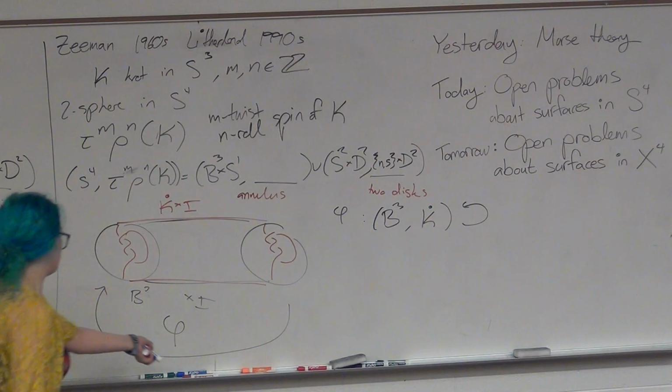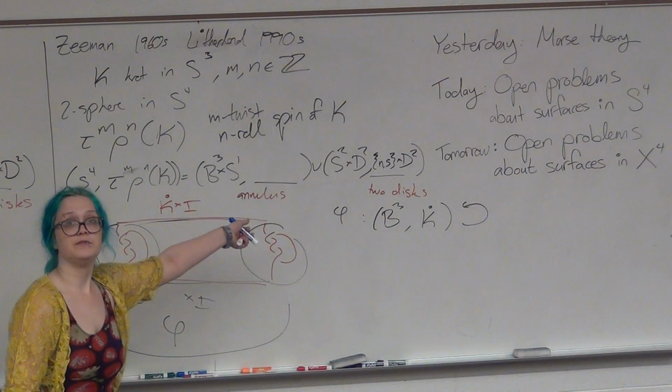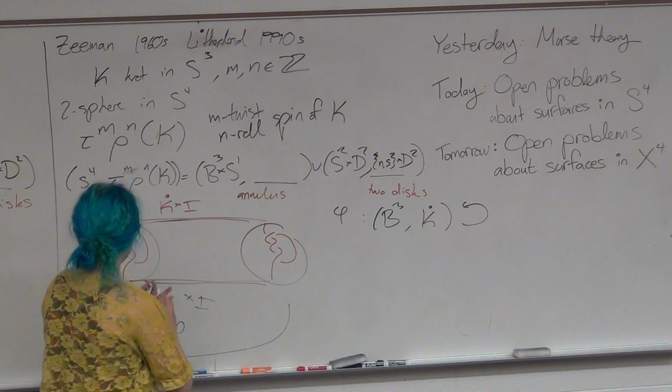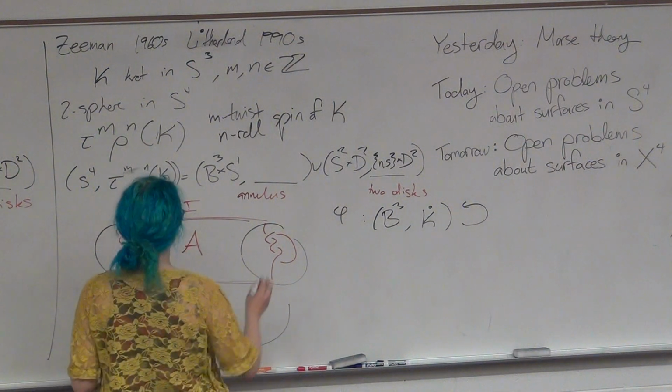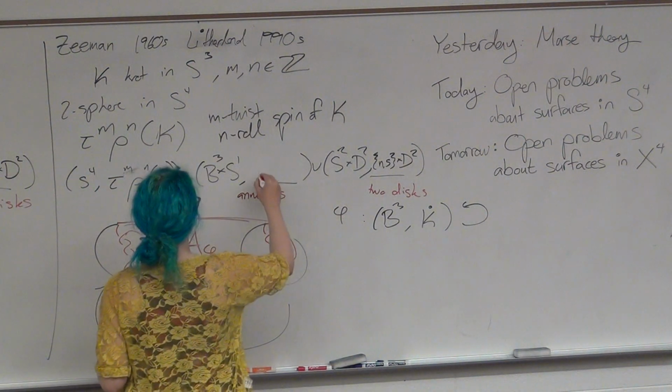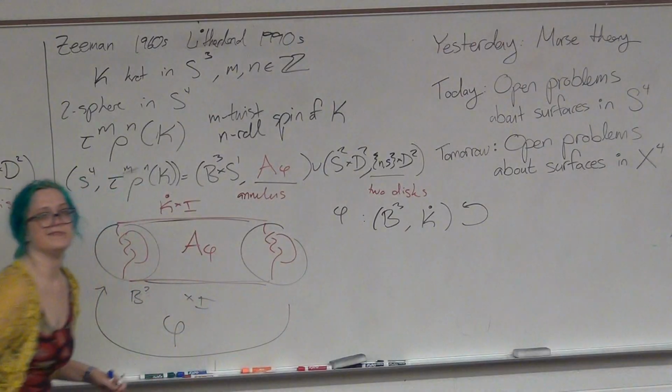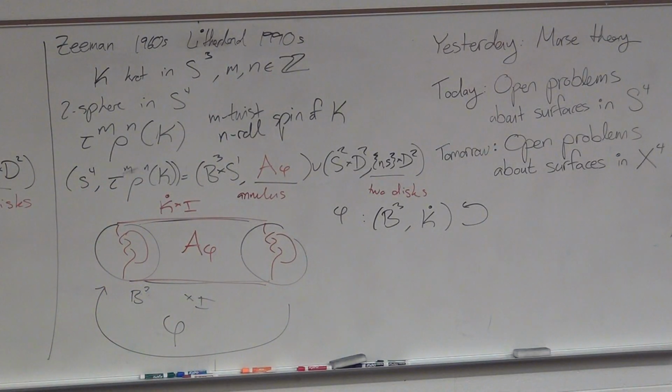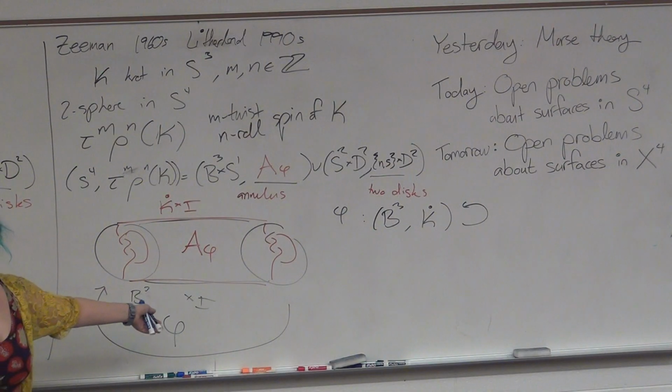I choose phi, and I'm going to get a perfectly good 2-sphere. So I'll get an annulus after I glue these together. I'll call this A, which depends on phi. I'll put this here, and this is a 2-sphere. So now I just need to tell you what is phi. What could I choose for phi other than the identity map?